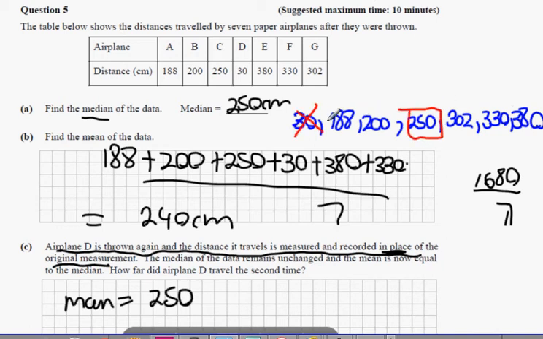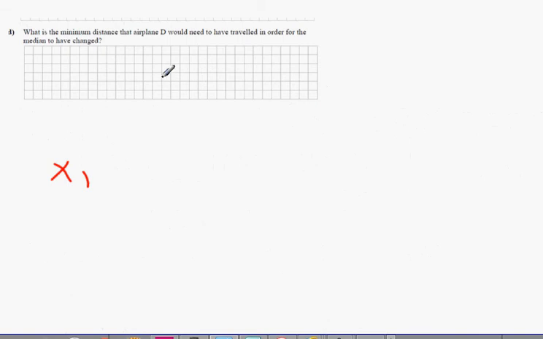And this one here is being replaced. How many places does it need to skip up the ladder to replace the median? How many spaces does X need to improve by to get above 250? It needs to go 1, 2, 3, 4. How does it beat 250? What number will beat it? Any number above 250. Okay? It can't be equal to 250. What happens if it equals 250? The median is still 250.